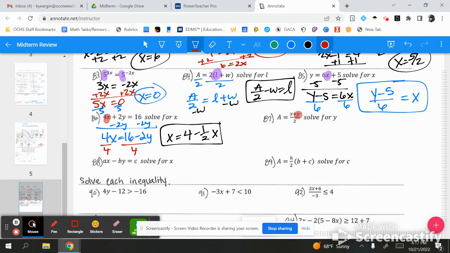87, we're solving for y. First step is to multiply each side by 2. So 2a will equal x plus y. Trying to get y by itself, so we subtract x from each side. 2a minus x equals y.